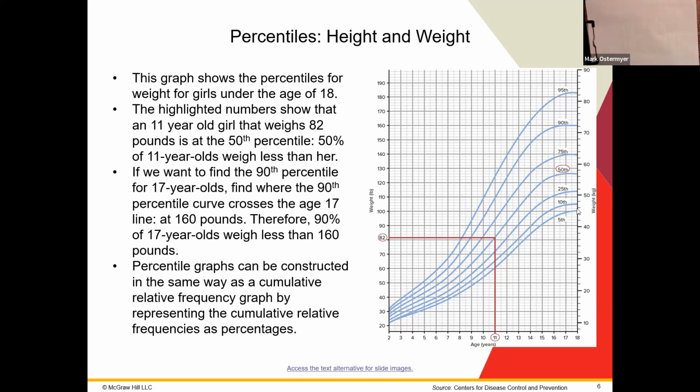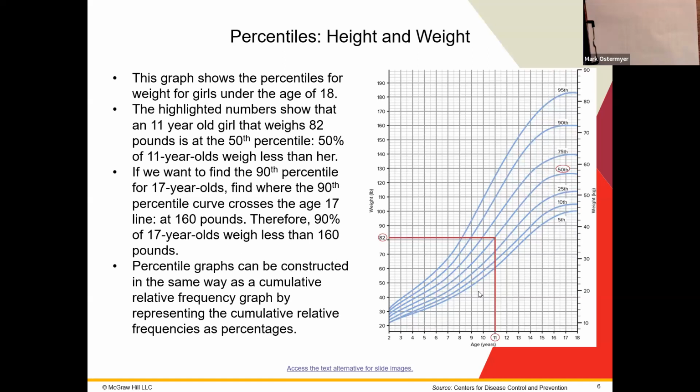Notice we have different curves here. These blue curves here, the lowest blue curve is the 5th percentile curve. The next higher up curve is the 10th percentile, then the 25th percentile, 50th percentile, 75th percentile, 90th percentile, and the top blue curve is the 95th percentile curve.